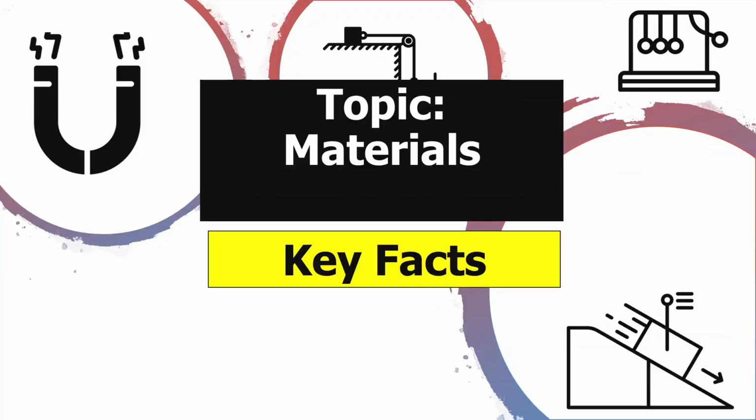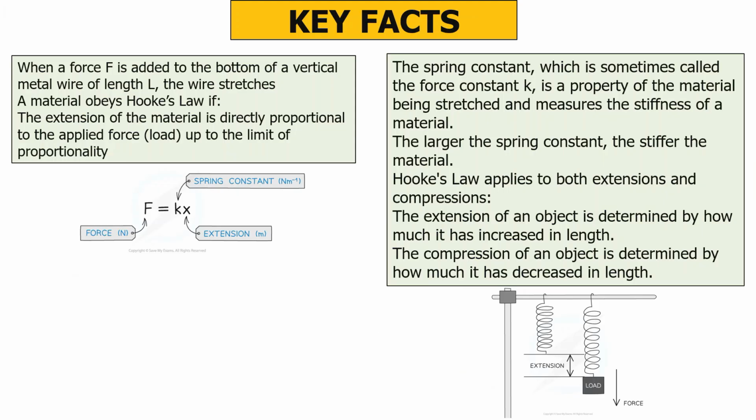So what are the key facts to do with materials? Well, when a force is added to the bottom of a vertical metal wire of length L, the wire stretches. A material obeys Hooke's law if the extension of the material is directly proportional to the applied force up to the limit of proportionality. The spring constant, which is sometimes called the force constant, is a property of the material being stretched and measures the stiffness of a material. The larger the spring constant, the stiffer the material. Now, Hooke's law applies to both extensions and compressions.